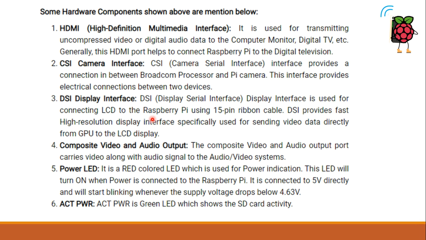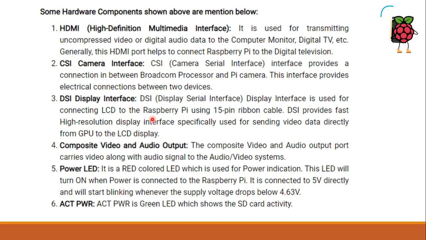So there are some components available on the Raspberry Pi. These are HDMI, which stands for High Definition Multimedia Interface. You can connect the Raspberry Pi to video and digital audio to transfer data to a computer monitor, digital TV, etc. The CSI camera interface is used to connect certain cameras to the Broadcom processor. It is helpful for connecting cameras.